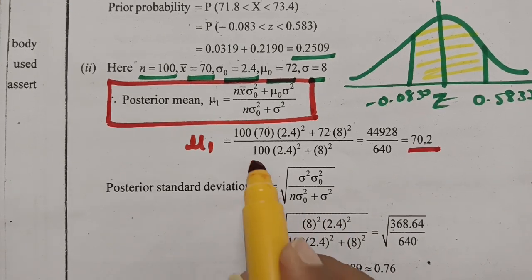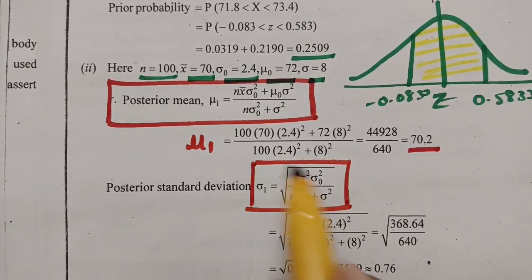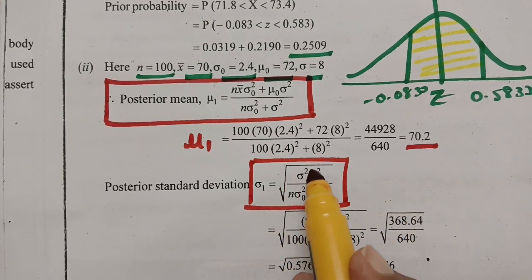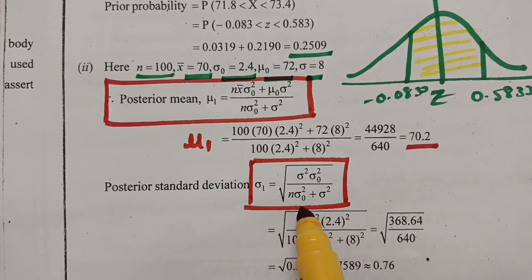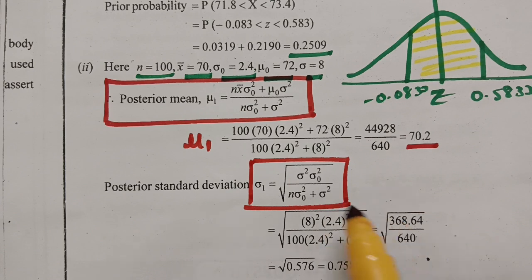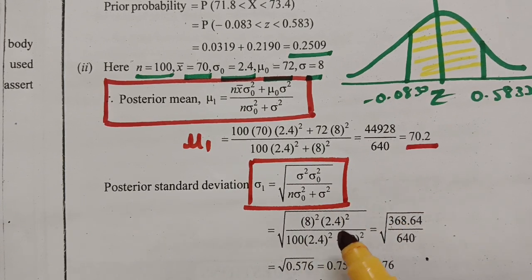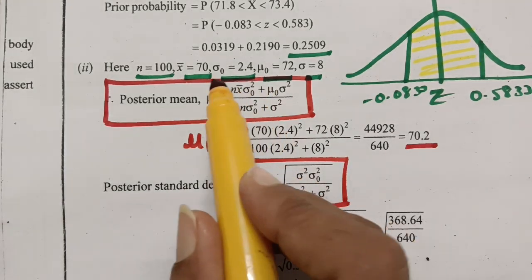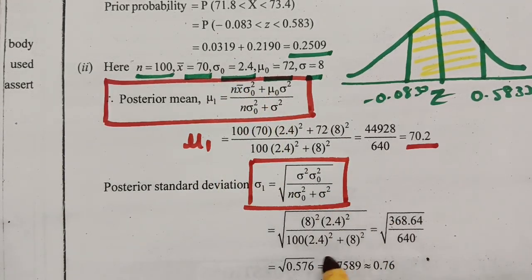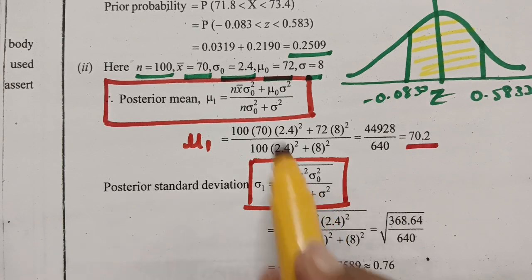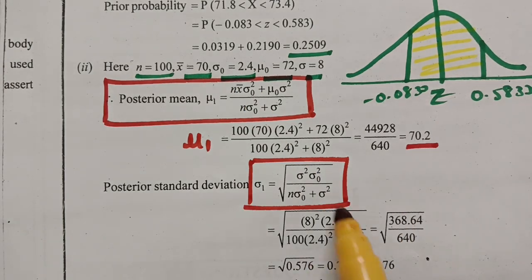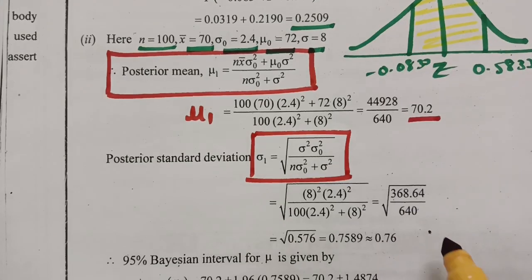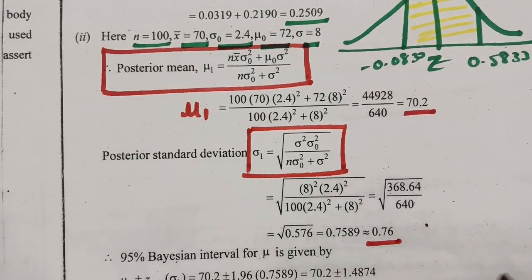So this is also the next formula here. For this, sigma 1 is equal to root over sigma naught square by n into sigma naught square plus sigma square. So if I substitute each and every value here, sigma is 8 square, sigma naught is 2.4 whole square by n 100. So we got the value as 0.76. So this is nothing but sigma 1.